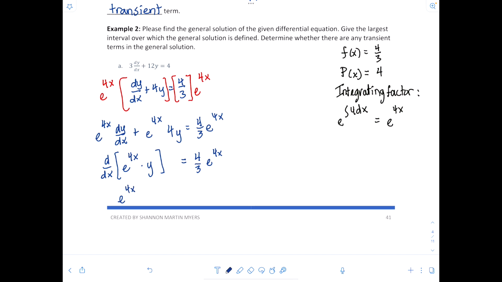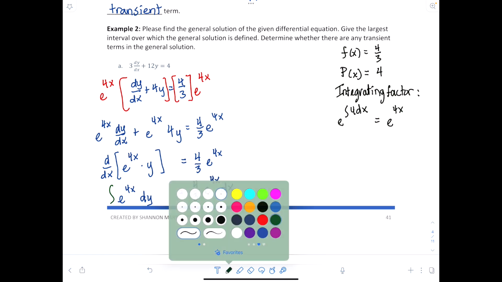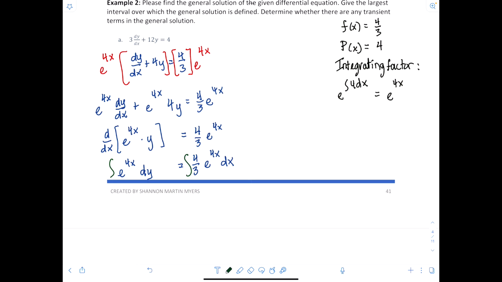All right, so now separating the variables somewhat, we'll have e to the 4x times y, times dy is equal to 4/3 e to the 4x, and then integrating both sides, and then we also had our dx here, we will end up with e to the 4x times y on the left side is equal to 4/3 times e to the 4x divided by 4, integrating that exponential term, plus some constant.